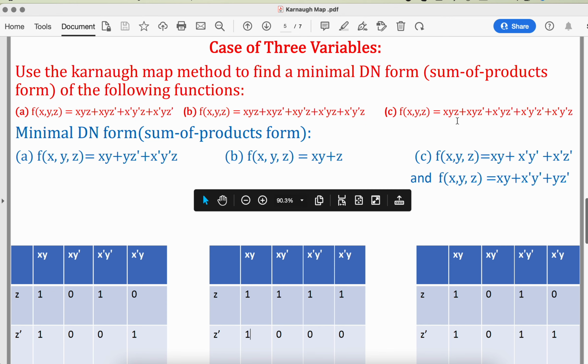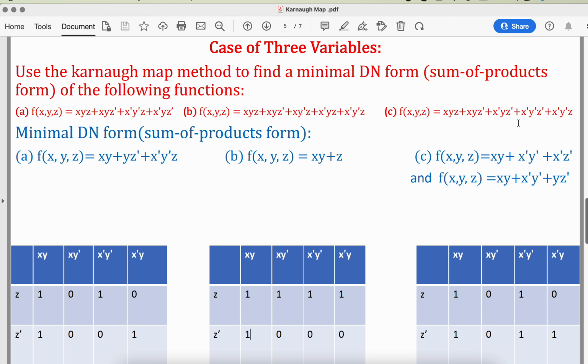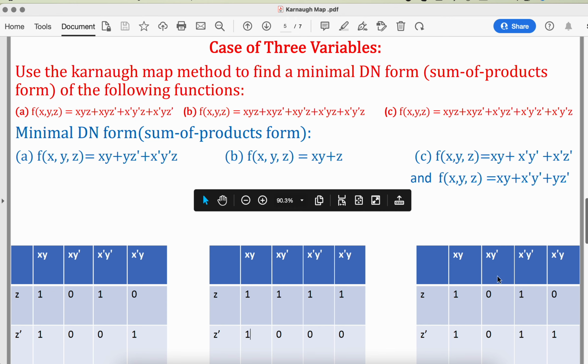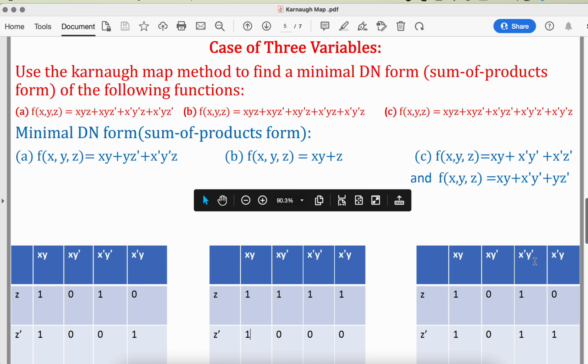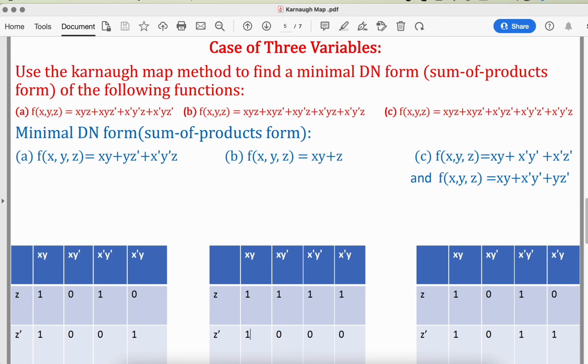Now one more example. This is xy z, this is 1. xy z dash, this is 1. xy dash z, we don't have xy dash z here, so it is 0. xy dash z dash is not available, so it is 0. x dash y dash z, so this is 1. x dash y dash z dash, it is there, so it is 1. x dash y z is 0 because it is not there. x dash y z dash is there, so it is 1.